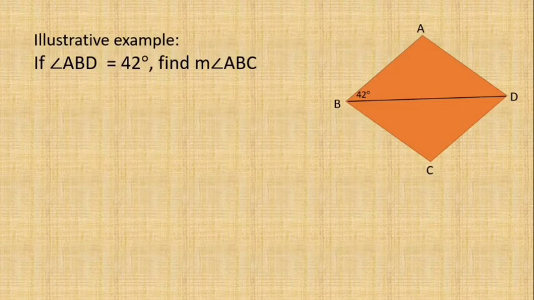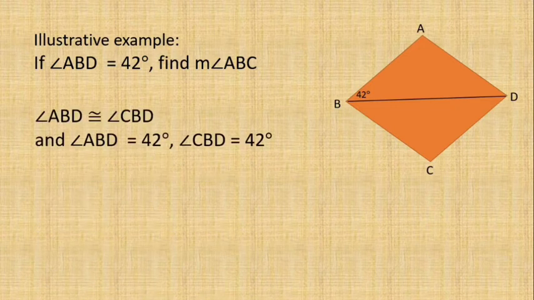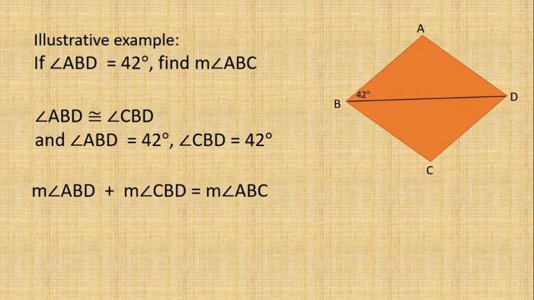Let's have an example. If angle ABD is equal to 42 degrees, find the measure of angle ABC. Angle ABD is congruent to angle CBD because each diagonal of a rhombus bisects a pair of opposite angles. Line segment BD bisects angle B and angle D. And the measure of angle ABD is equal to 42 degrees.